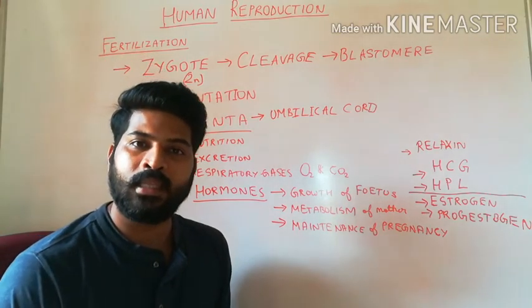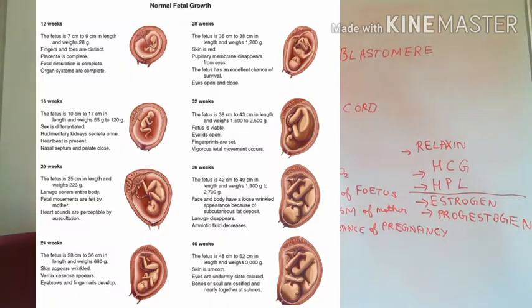As you can see in the diagram, at the end of 3 months, that is the first trimester, the fetus is around 7 to 9 centimeters in length. Fingers and toes are distinct. The fetal circulation is complete, which means the heart is ready and the organ systems are complete. At the end of 4 months, the fetus has increased in length and the sex organs are differentiated.